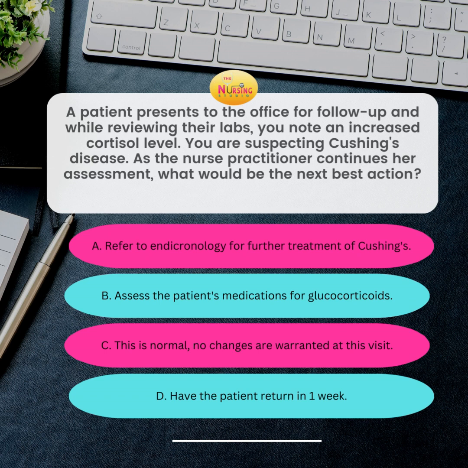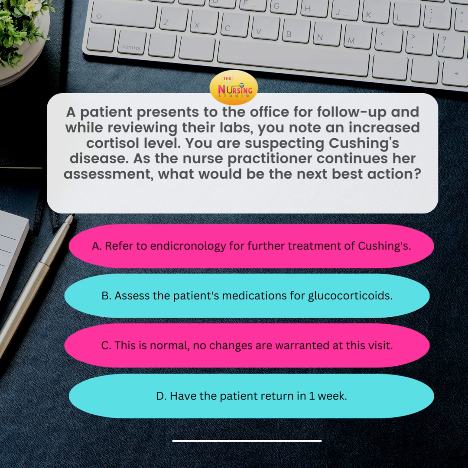All right, you guys, I always tell you read the stem of the question first so that you can ensure that you are answering what they are truly asking you. So the stem of the question states, as the nurse practitioner continues her assessment, what would be the next best action? So what should you do next, right? So would you refer to endocrinology? Yes, endocrine is the specialty that handles Addison's and Cushing's, but we're not to that level yet. B, assess the patient's medication for glucocorticoids.